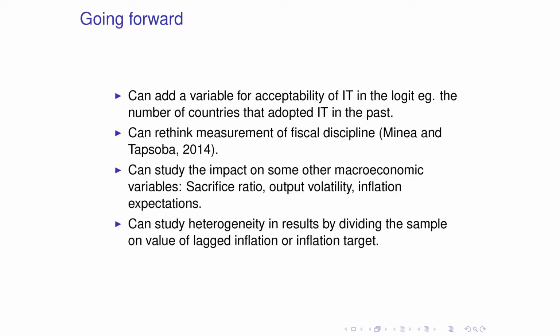You can study the impact on some other macroeconomic variables. Sacrifice ratio was already added, then output volatility, inflation expectations. And you can also look at the heterogeneity in results by dividing the sample on the value of lagged inflation. So what was the inflation before you adopted IT or the inflation target?